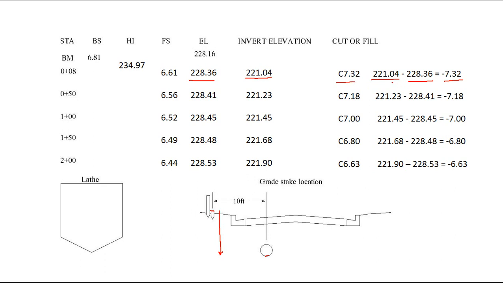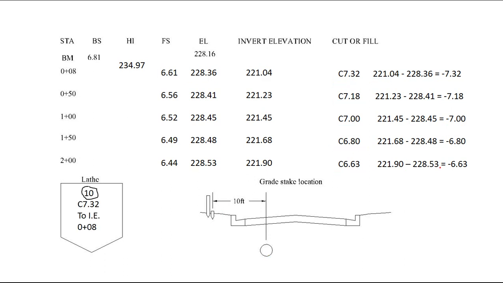So what I do, I take invert elevation minus hub elevation, and I'll get how to get from the hub to the pipe. They're always negative numbers here every time, which means they're all cuts. And they're all cuts because the hub is on the ground, the pipe is below the ground. So the pipe invert elevation is always below the hub. So just by taking that difference, invert elevation minus hub elevation, I get the cuts.